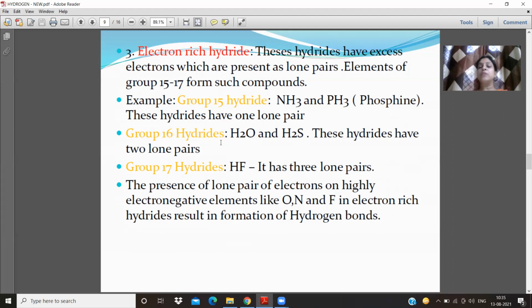If I talk about group 16 hydrides like oxygen, sulfur, when they combine with hydrogen, they form water, hydrogen sulfide, etc., and oxygen or sulfur carries two lone pairs. Whereas if I talk about the 17th group, they form hydrogen fluoride, hydrogen chloride, hydrogen bromide, hydrogen iodide, etc., in which the central atom, meaning fluoro, chloro, bromo, iodo, has 3 lone pairs.